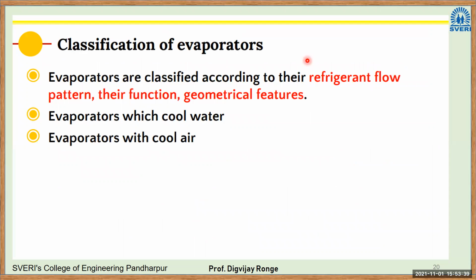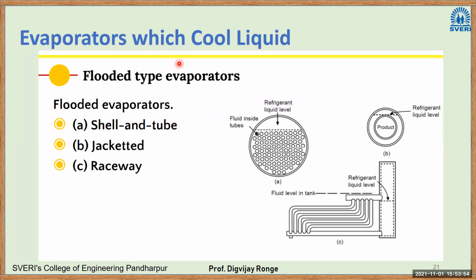Classification of evaporators. Evaporators are classified according to their refrigerant flow pattern, their function, geometrical features, etc. Evaporators which cool water, evaporators which cool air. So what is this? We'll see. Evaporators are generally one type of heat exchanger. So whatever heat exchanger theory is there, it is applied to this one also, and condenser also.